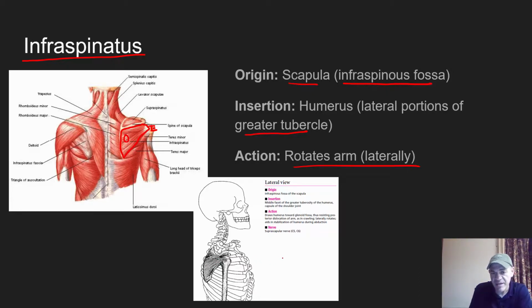So if we look at the image in isolation here from the lateral view, there's the origin on the infraspinous fossa, and then the muscle comes here and wraps around the outside of the humerus and attaches right here on the bone. So when the humerus gets pulled, it creates a torque for that lateral rotation. So that is the infraspinatus.